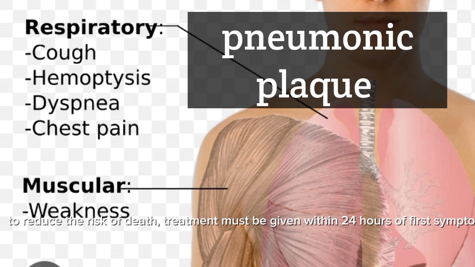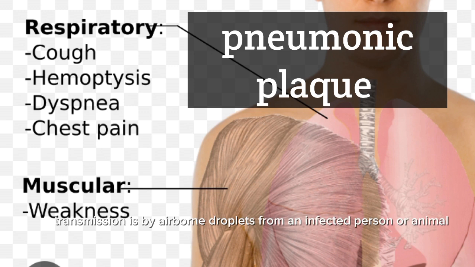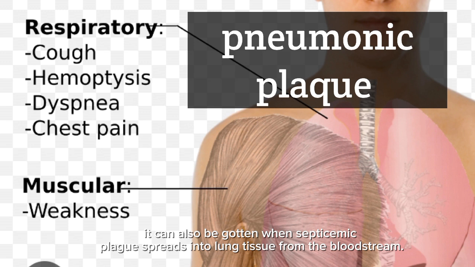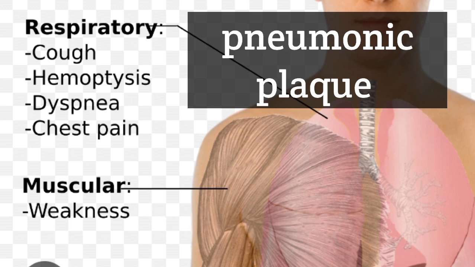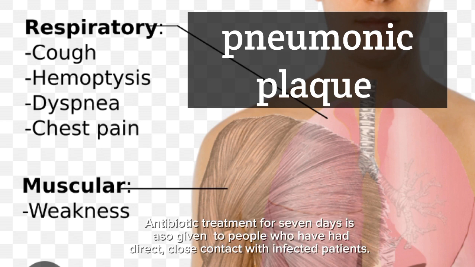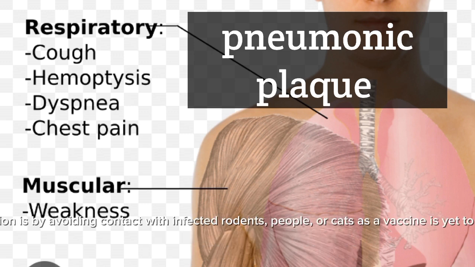To reduce the risk of death, treatment must be given within 24 hours of first symptoms. Transmission is by airborne droplets from an infected person or animal. It can also be gotten when septicemic plague spreads into lung tissue from the bloodstream. Treatment is with streptomycin, gentamicin, tetracycline, doxycycline. Antibiotic treatment for 7 days is also given to people who have had direct, close contact with infected patients. Prevention is by avoiding contact with infected rodents, people, or cats, as a vaccine is yet to be available.